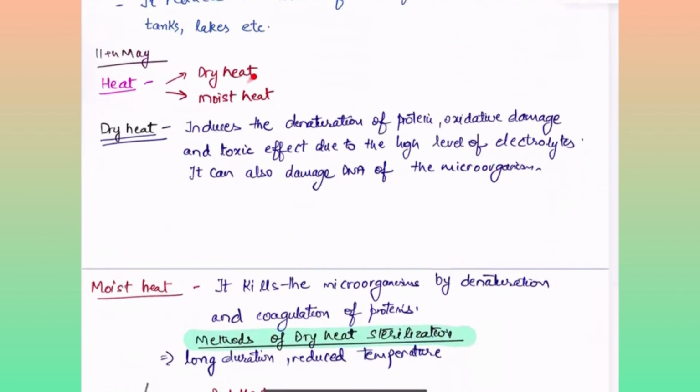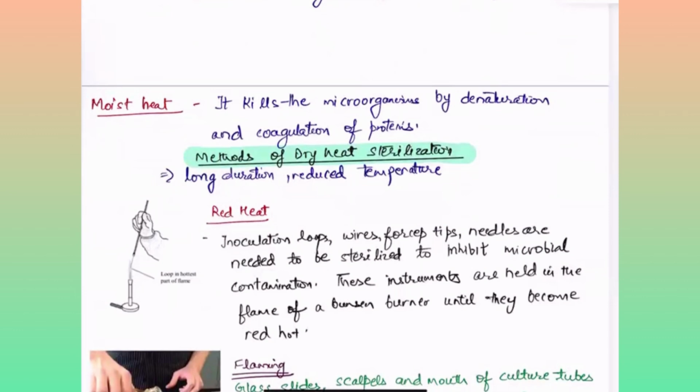Whereas dry heat induces the denaturation of protein, oxidative damage, and toxic effect due to the high levels of electrolytes. It can also damage DNA of the microorganism. Moist heat kills the microorganism by denaturation and coagulation of proteins. Methods of dry heat sterilization. Dry heat provides long duration and reduced temperature.